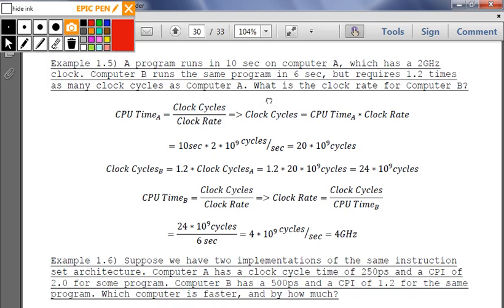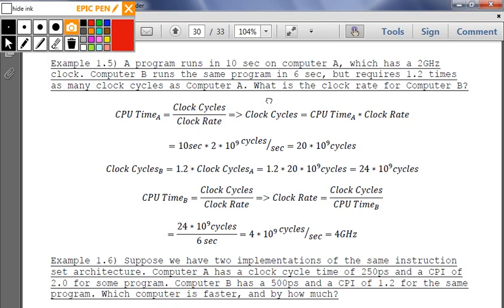So the next part of the problem is we know that computer B required 1.2 times as many. So what do you think we do next? Multiply by 1.2, right? So clock cycles B is just 1.2 times 20 times 10 to the 9, which becomes 24 times 10 to the 9 cycles. So now that I have the number of cycles and I have the execution time of computer B, can I find the clock rate?